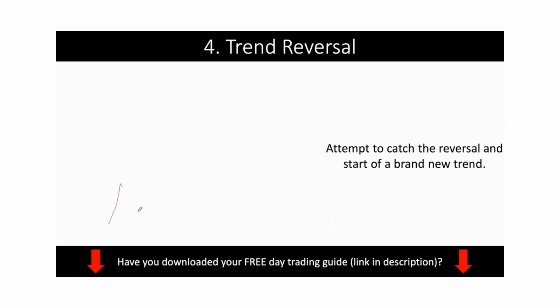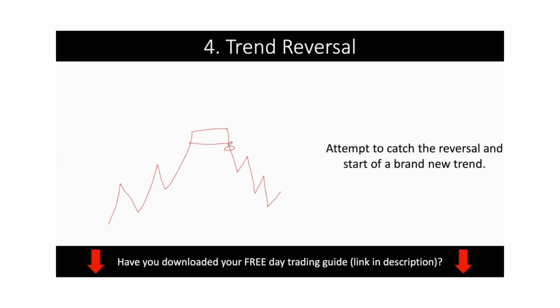You probably know that the market moves in a series of stages. Let's say you have an uptrend, and after the uptrend, you have a consolidation here. After the consolidation, what I also call the distribution phase, and after the distribution phase, the market starts to reverse. This trend reversal swing trading strategy involves trying to catch the trend reversal somewhere here, because when you catch the reversal, you are essentially catching the start of a brand new trend.